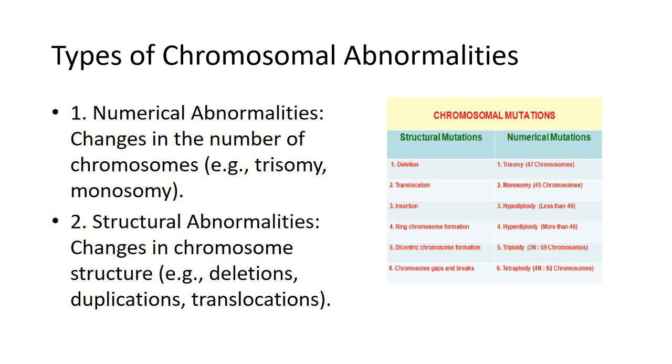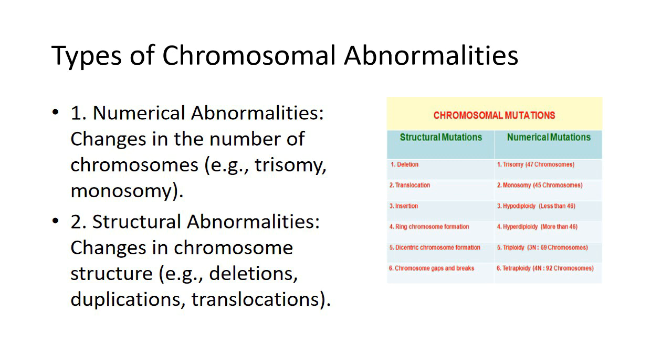Structural abnormalities: structural changes in the chromosomes, such as deletions, where a section of the chromosome is missing. Duplications, where a section of the chromosome is duplicated. Translocations, where a segment of one chromosome is transferred to another chromosome. Inversions, where a section of the chromosome is reversed.